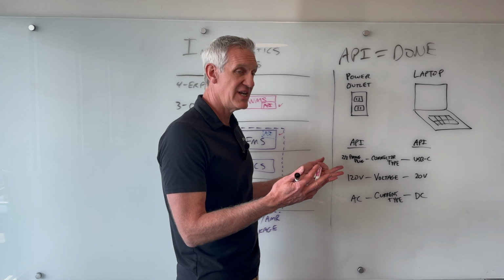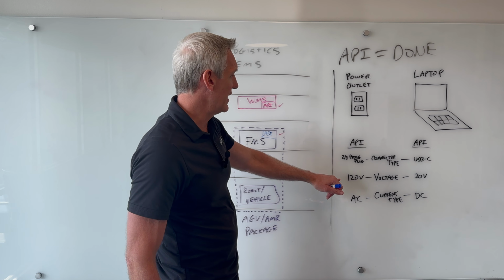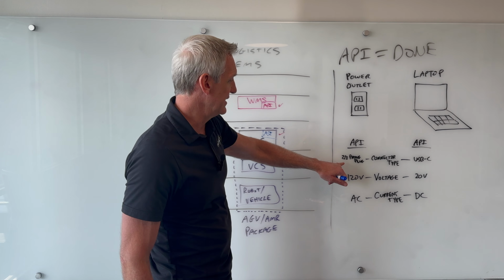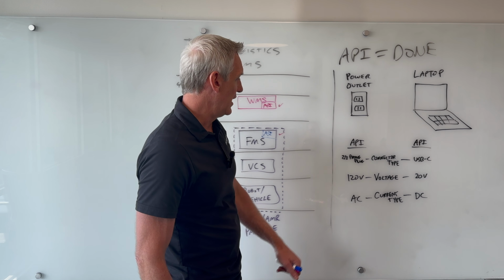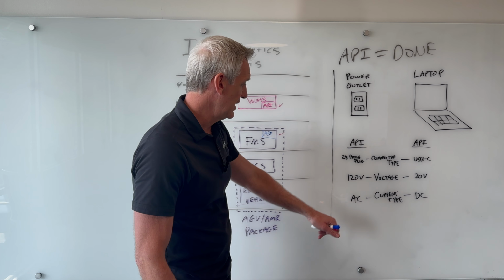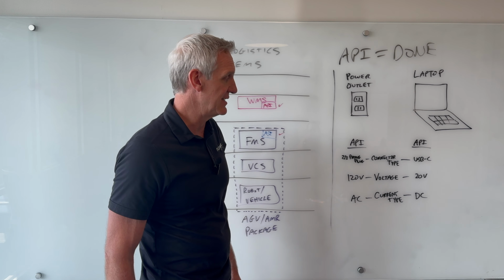And the simple answer is, yeah, to some respect, I do have an API. On my power outlet side, I have a connector type, and in this case, I need a 2 or 3 prong connector. I have a voltage that's supplied. That voltage is 120 volts. And I have a type of current that's supplied. In this case, it's alternating current, or AC.